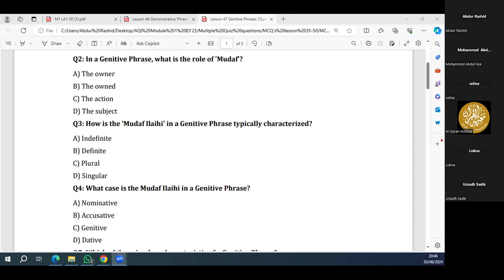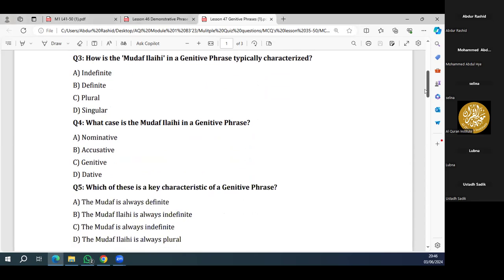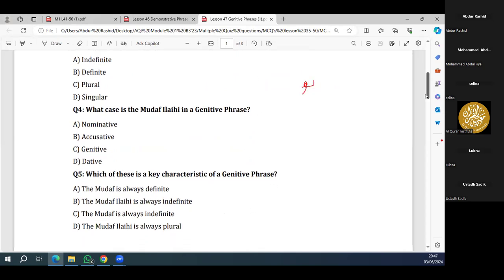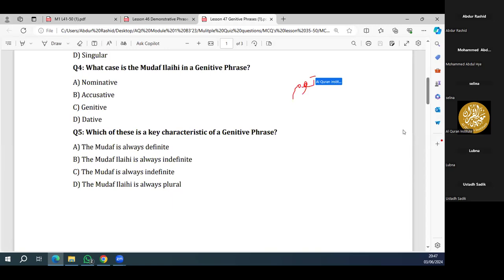Question 3. How is a mudaf ilayhi, in a genitive phrase, typically characterized? Is it A, indefinite? B, definite? C, plural, or D, singular? Mudaf ilayhi. Okay, answers, mashallah. I'm appreciating the quick responses, everyone. Jazakumullah khair. Everyone said B, definite. We know because it's attached to something, it makes it definite, because we know what the subject is. It's not indefinite. Good.